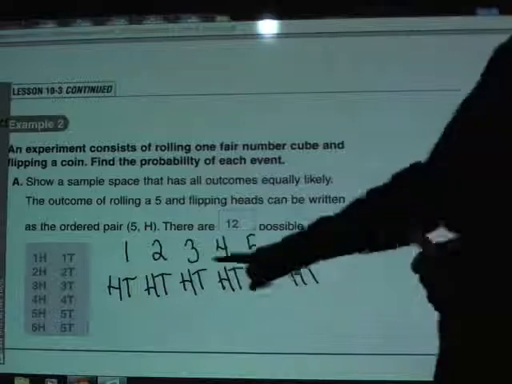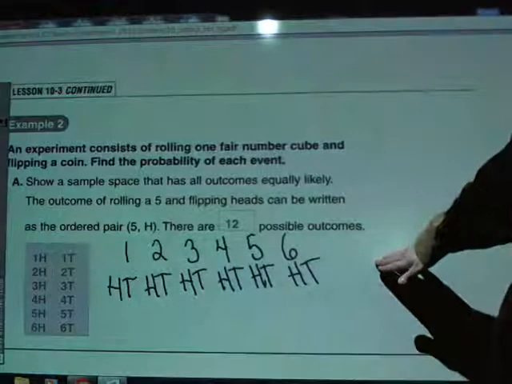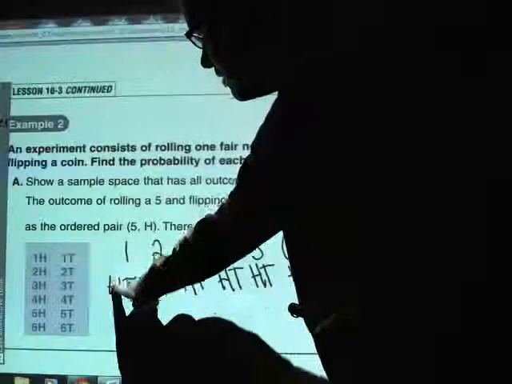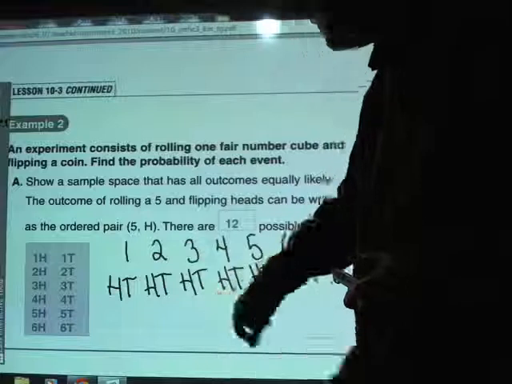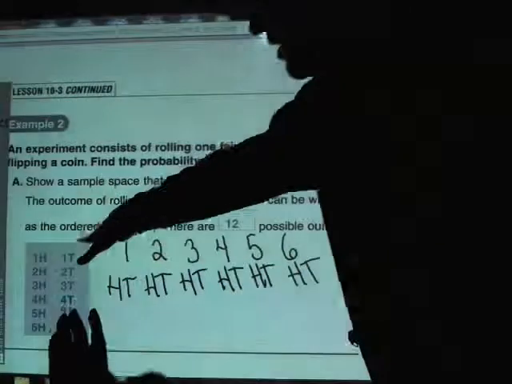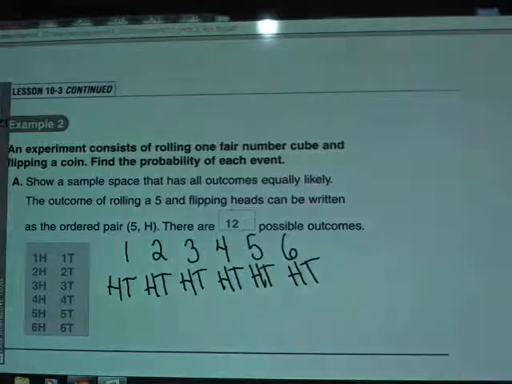So as you can see, this diagram that you see in the box here is exactly the same as this. It's just written a little differently. Here's 1 in heads, 1 in tails, 2 in heads, 2 in tails, 3 in heads, 3 in tails, on down the chart. That's exactly what this shows. It's just in a list form. All right, so that's all the equally likely outcomes there.